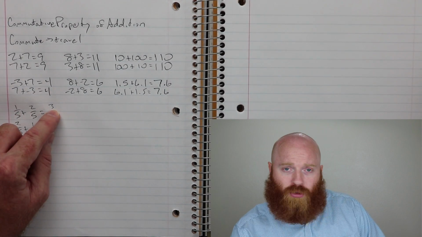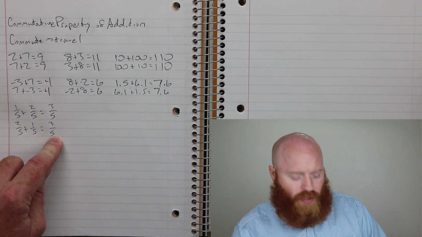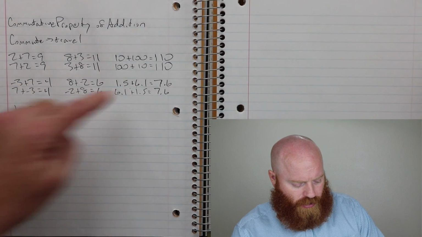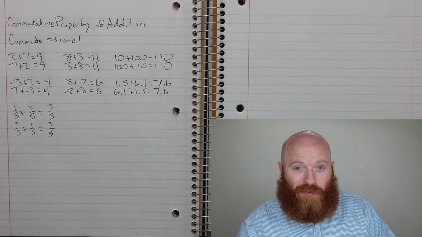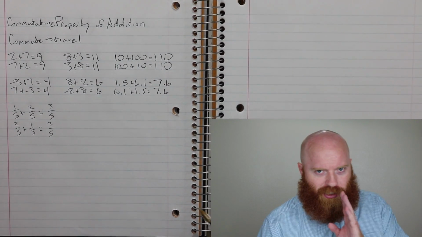1/5 plus 2/5 equals 3/5. 2/5 plus 1/5 equals 3/5. It works with positives, negatives, decimals, fractions. That's the commutative property of addition. Let's try the commutative property of subtraction. See if it works. It doesn't.